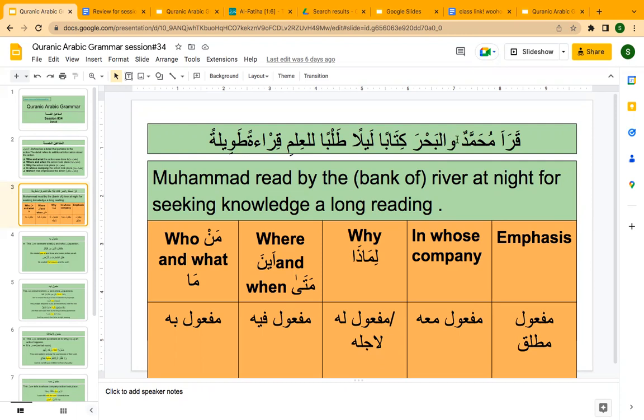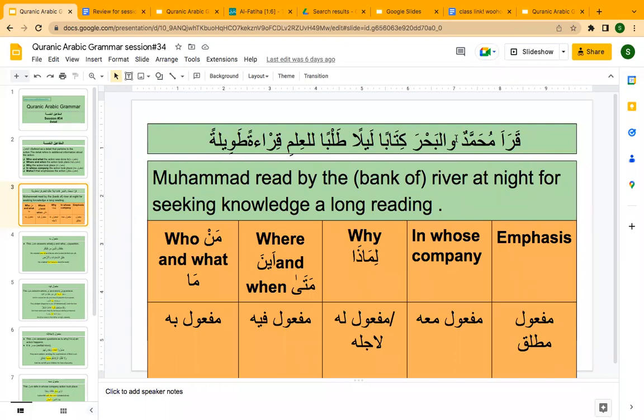Because now this waw is not acting as an atf here. It is not doing the job of "and." It is doing the job of "with." Muhammad was in the company of the river. When he was reading the book, he was enjoying the river, he was enjoying his reading at night.